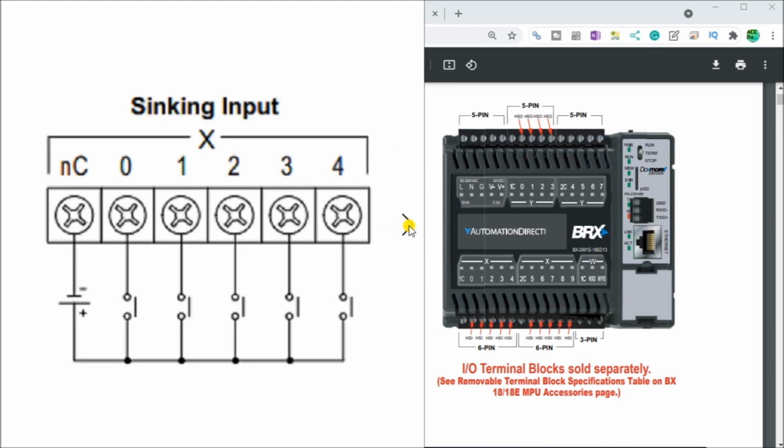So if we look at the actual input diagram here, where we're going to be wiring the sinking input, we're seeing our common voltage is going to be sitting at 0 volts here. So our load is between the common and the zero point right here.